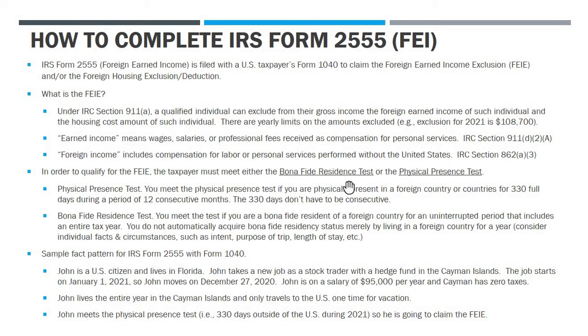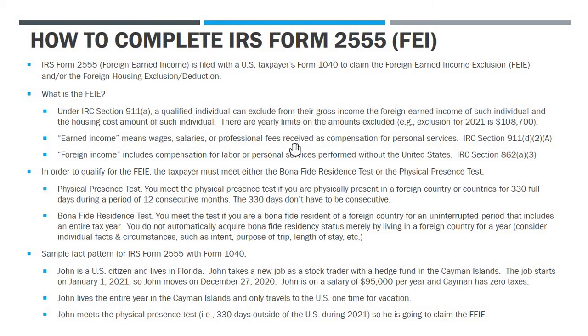So what is the foreign earned income exclusion? Well, if we go to the tax code in section 911, it states that a qualified individual can exclude from their gross income the foreign earned income of such individual and the housing cost amount of such individual. Now, of course, there are limits on these amounts every year, and it's adjusted generally every year for inflation. So in 2021, the amount of foreign earned income you could exclude is up to $108,700.